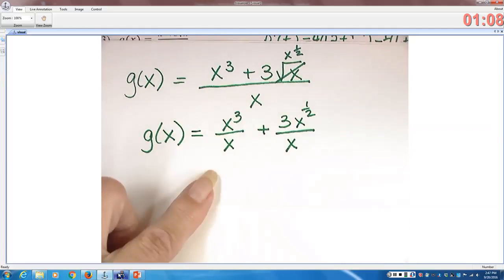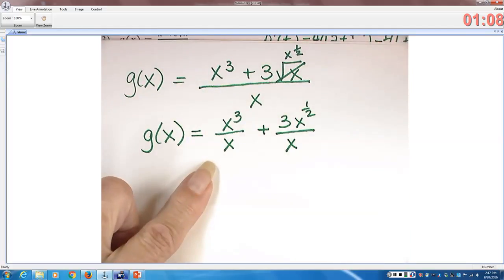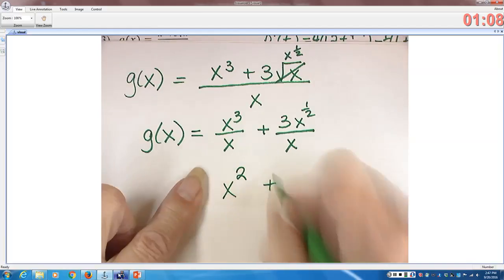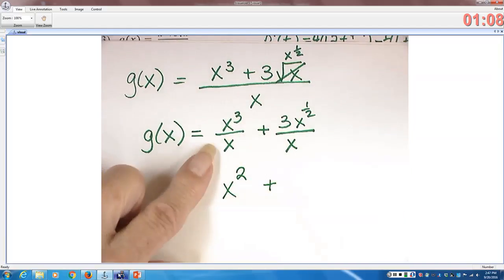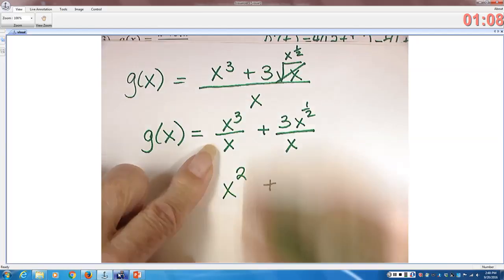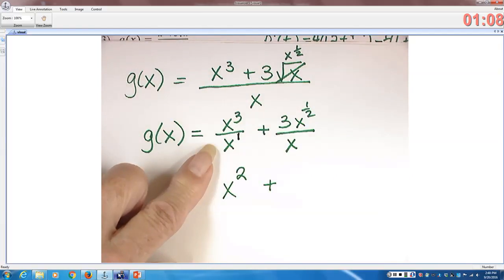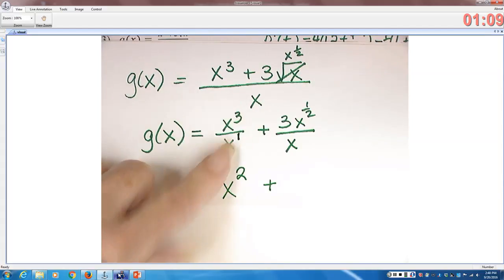Now, what happens to x cubed over x? What does it become? X squared. Now, before I come to this, I'm going to ask you, how do you know it was x squared? What did you do with the exponents? You subtracted the exponents, right? Yeah, 3 minus 1 is 2.